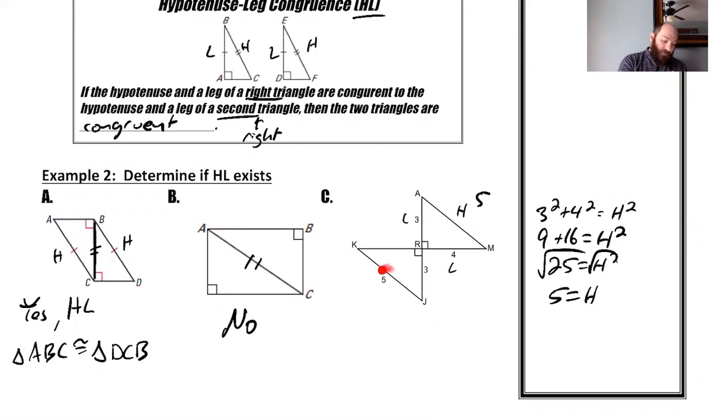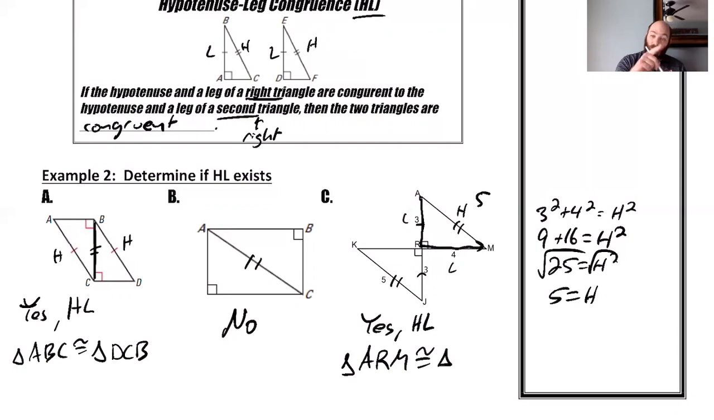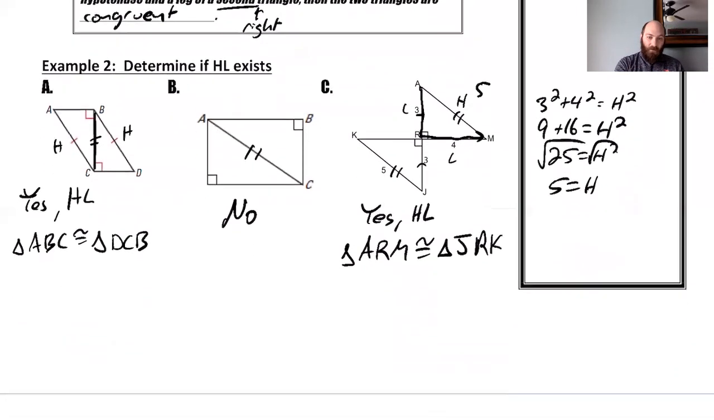And look what I have. Got 2 hypotenuses and 2 legs. Okay, so what I showed is these two are congruent and these two are congruent. So yes, I do have hypotenuse leg here. And then I'm going to go one step further and say that triangle ARM is congruent to triangle, so I went A to R to M, so I went 3, then 4, so I'm going to go triangle JRK. Okay, there it is. There's hypotenuse leg.